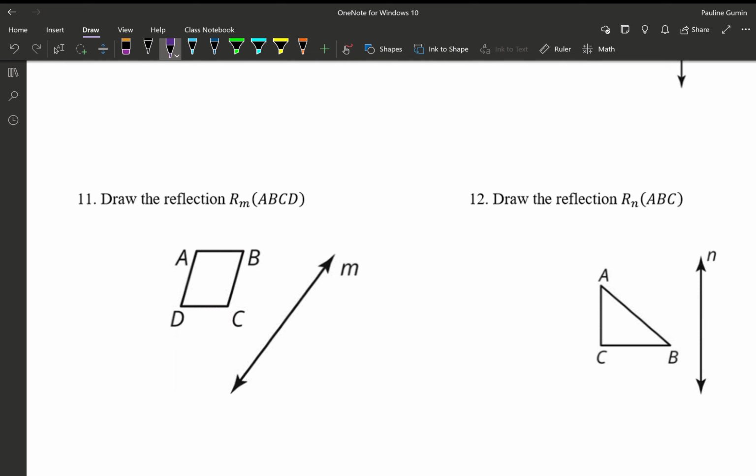Okay, so I'm going to measure the distance from B to M. See, my lines aren't coming out that great because I'm at a weird angle, but that's okay. And then I'm going to call this B prime. Next, I'm going to do the same thing for A. And I'm going to call it A prime. And then let's do letter C.